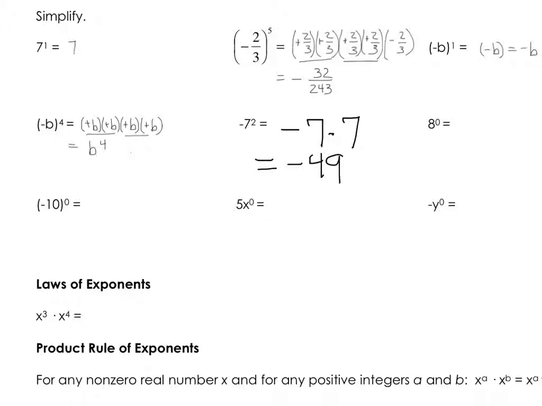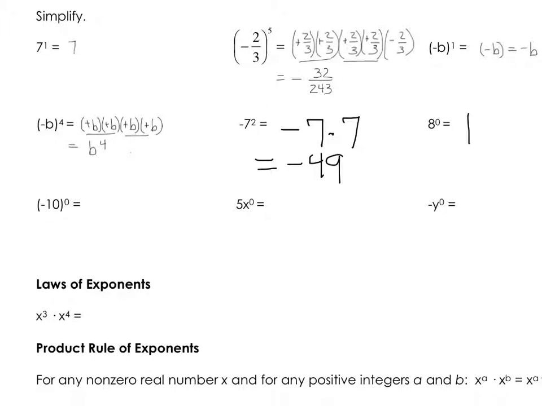It is not being squared because the exponent applies only to what is to its immediate left, unless you have parentheses to tell you otherwise. That, too, means you're squaring only the 7, not the negative. If you had wanted the negative to be a part of the base, you would have had to use parentheses to make that happen. If you have 8 to the 0, anything to the 0 power is just 1, and we're going to discuss why that is later.